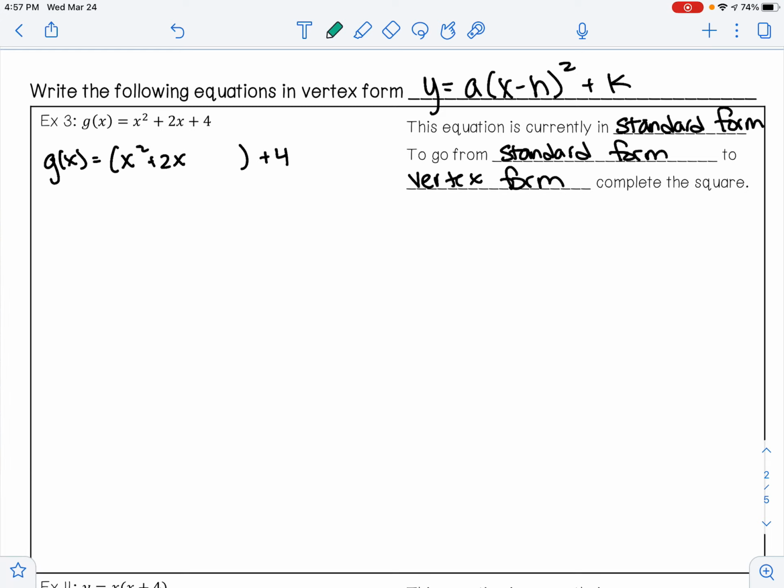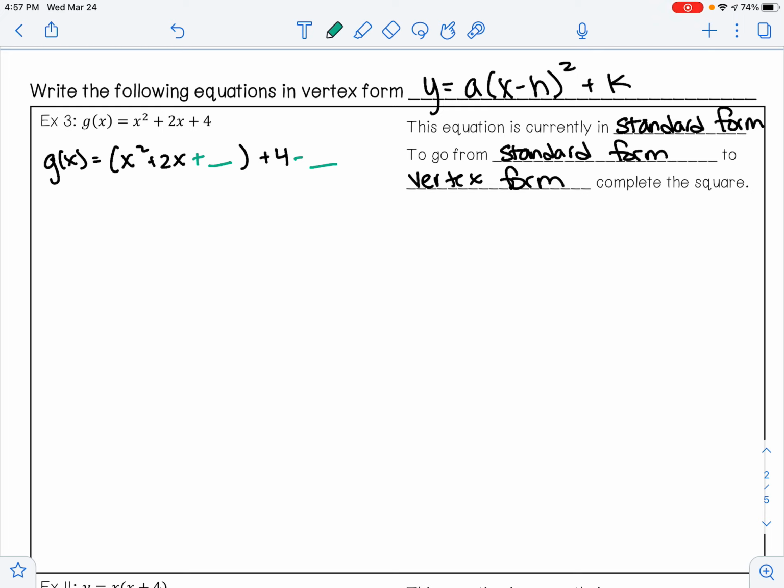When I find the number that completes the square, I'm going to add it to the inside of my parentheses. But because I have an equation, I can't just add a random number to it. So to keep the equation balanced, if I add a number on the inside of the parentheses, I am going to have to subtract that number on the outside of the parentheses. Let's think about that for a second.